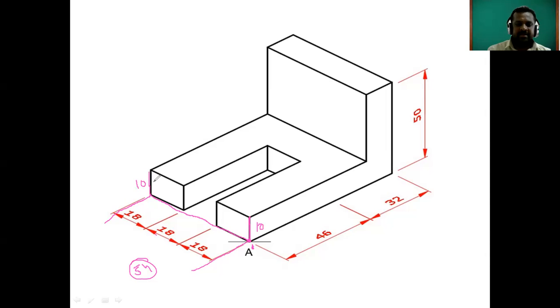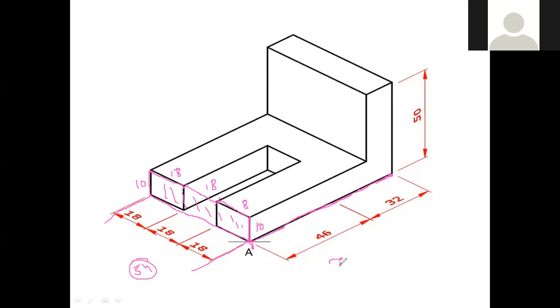Then again from this point we can easily draw this line up to this. It is 18. Again from this point it is 18. Again from this point it is 18. In this portion we can easily draw this block. Then from this point we can easily draw this line. What is the length of this line? 78. 46 plus 32. It is the 78.